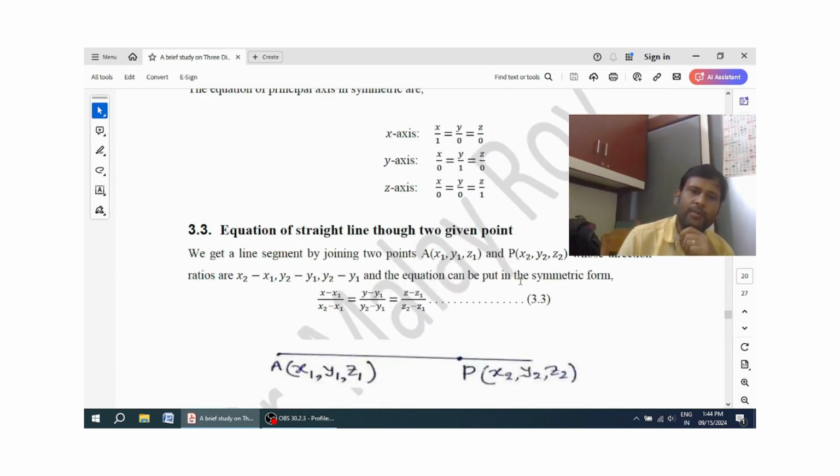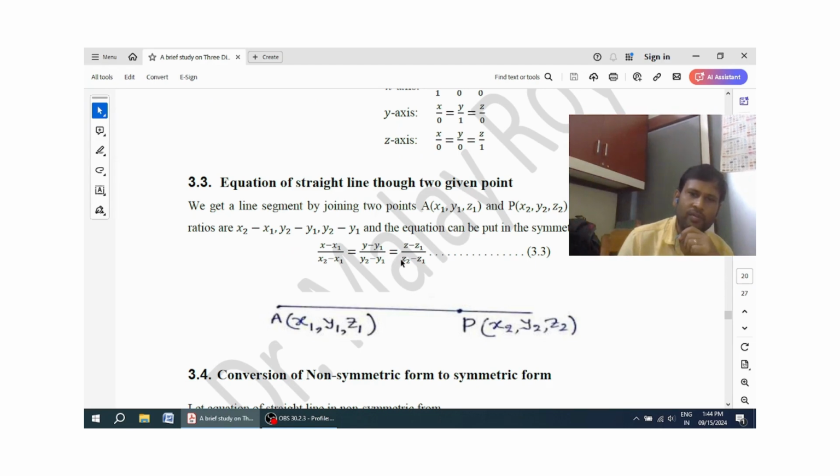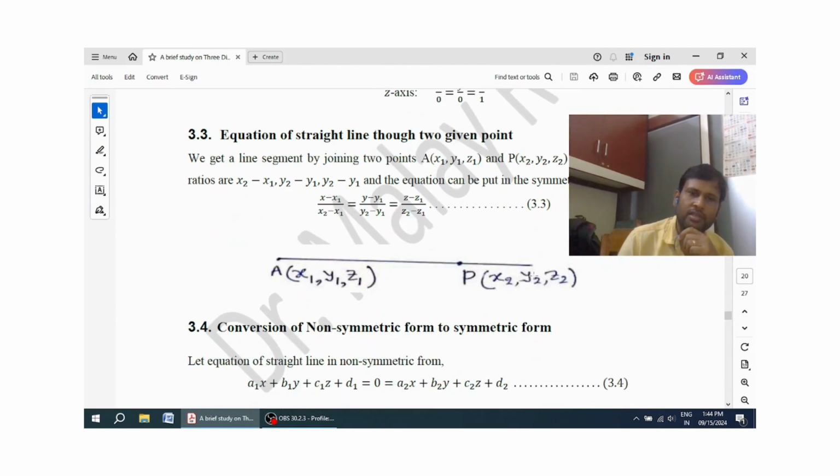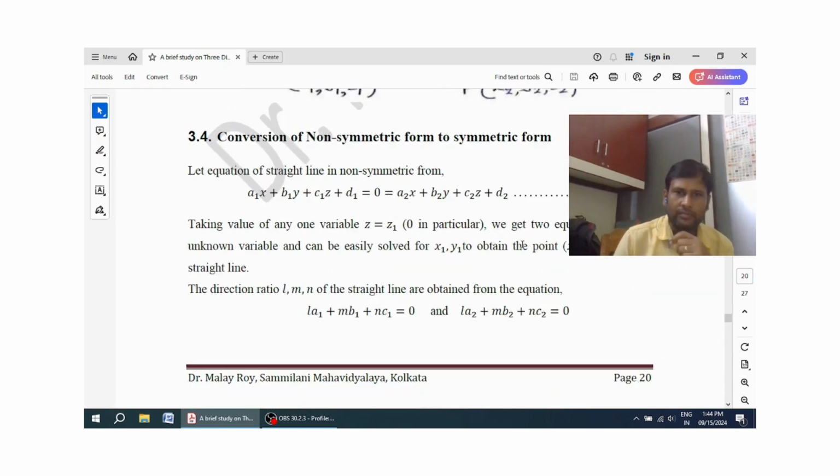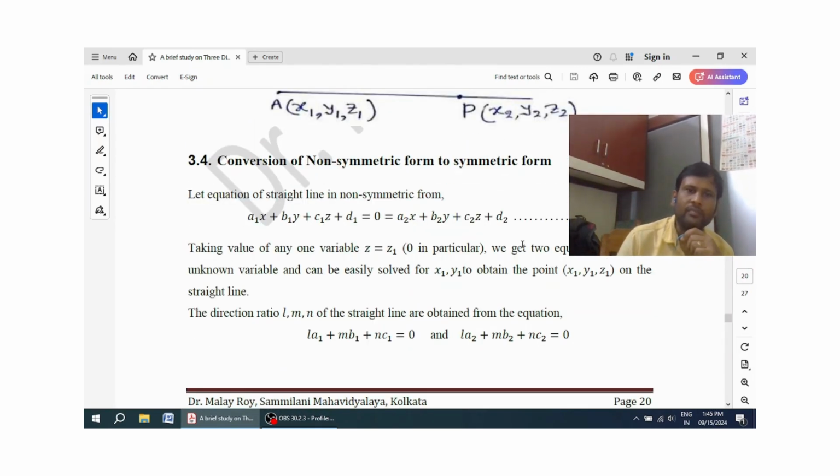Equation of a straight line through two given points you can find through this formula, where x1, y1, z1, x2, y2, z2 are two points on the straight line AP. The equation of AP will be equation 3.3. Next, the equation of non-symmetric form, that is, two planes written side by side.